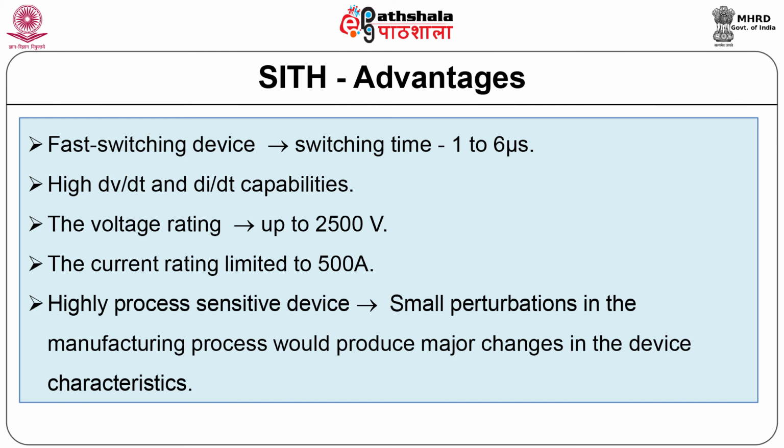Advantages: it has fast switching time, high dv/dt, voltage rating up to 2.5 kV, current rating limited to 500 ampere. Disadvantage is it is a highly process sensitive device. Small perturbation in the manufacturing process would produce major changes in the device characteristics. These are about the turn off thyristors we have studied.